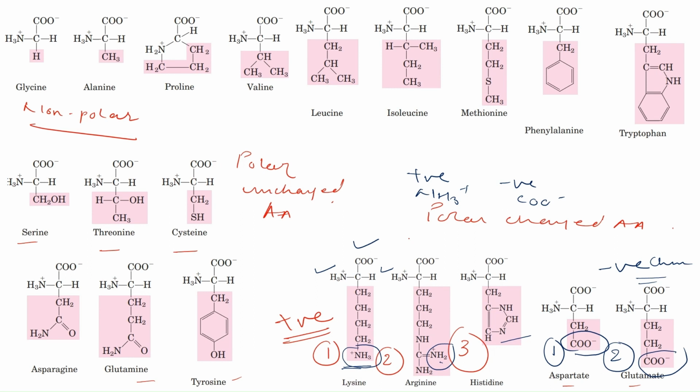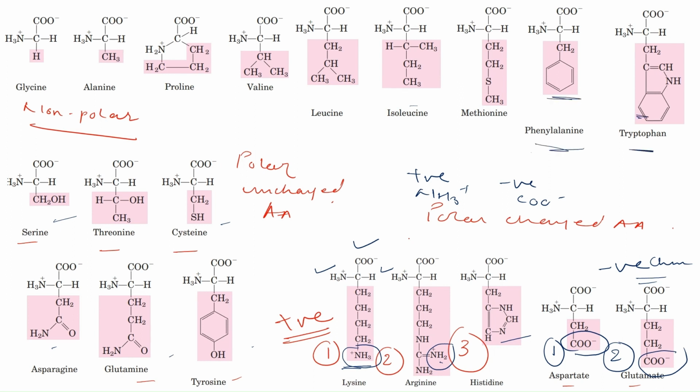Now come to the second part. If you see, these are polar, but they are uncharged because they don't have any extra positive or negative end. But they are polar, which means they can form hydrogen bonds with water or dissolve in water. If you see the first group of amino acids, which are non-polar, they do not dissolve in water. They cannot form hydrogen bonds with water molecules. Now, what else can you see? Phenylalanine has a benzene ring.